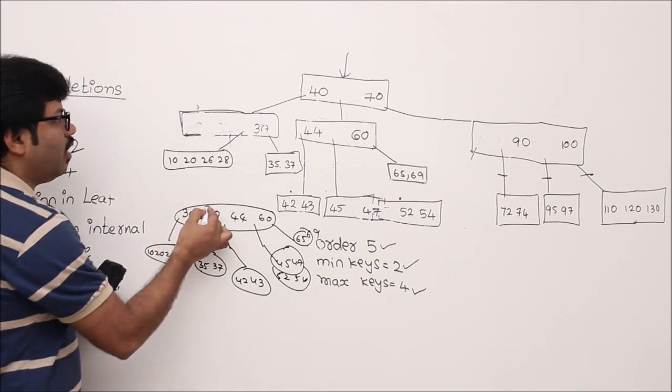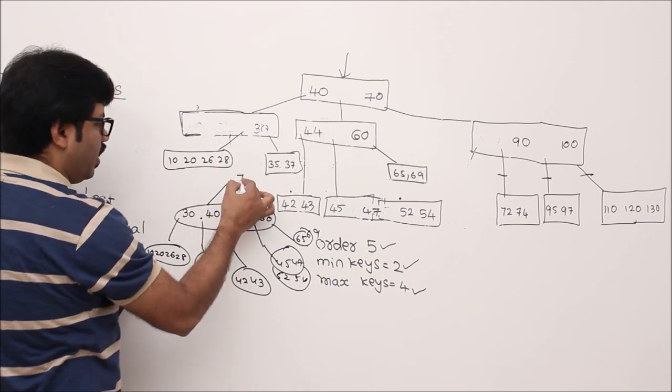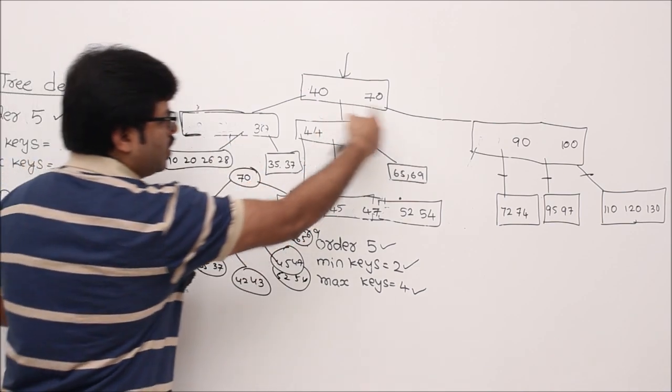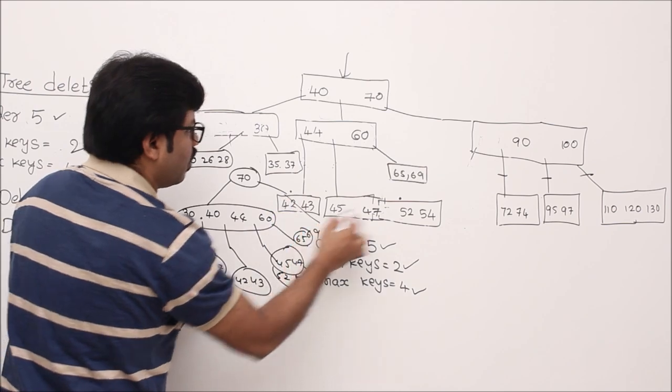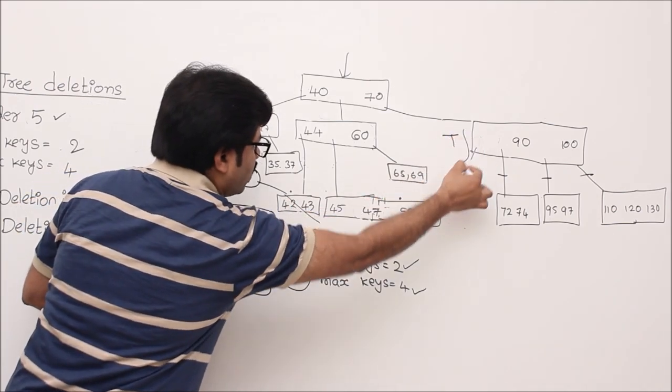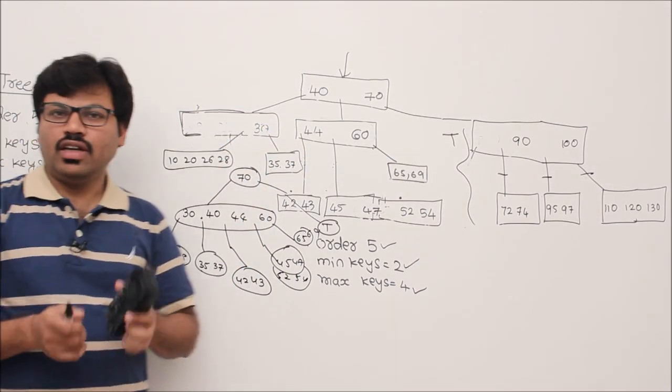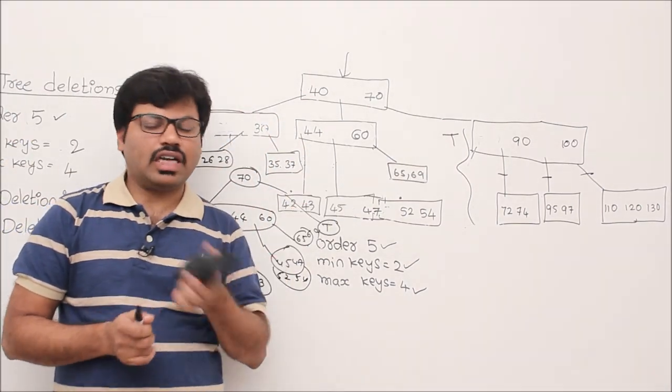Then in the next level you will be having only 70, and 70 is right will be as it is 90, 100. That tree will not be disturbed. This is, let's say, T, this entire thing. So we write here T. In that way, deletions in B tree will work. We covered all the cases.